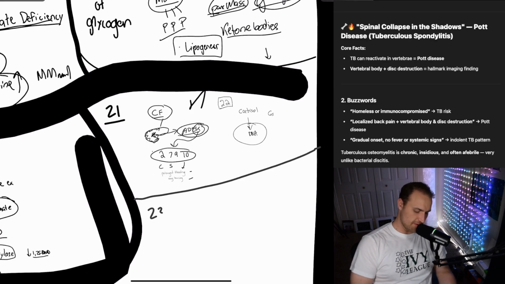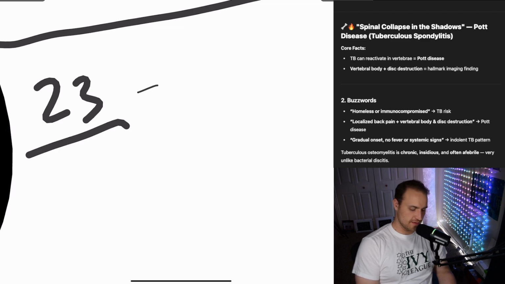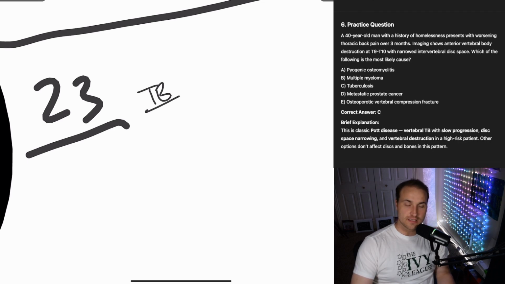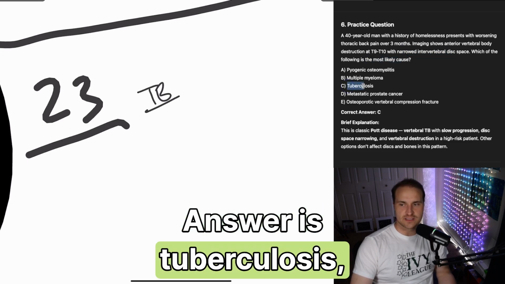All right, there's 22. Let's just start 23 right here. And for this one, we're going to have to be real familiar with TB. Let's start with our practice question. 40-year-old man, history of homelessness, worsening thoracic back pain. We have anterior vertebral body destruction at T9, T10, narrow disc space. What's the cause? Answer is tuberculosis.